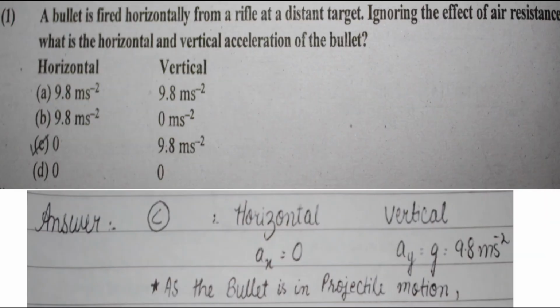First question is, a bullet is fired horizontally from a rifle at a distant target. Ignoring the effect of air resistance, what is the horizontal and vertical acceleration of the bullet? According to the statement, the bullet is in projectile motion. For projectile motion, the horizontal acceleration is equal to 0, that is ax equals 0, and the vertical acceleration is equal to the gravity, which is always 9.8 meters per second squared. So option C is our right answer.